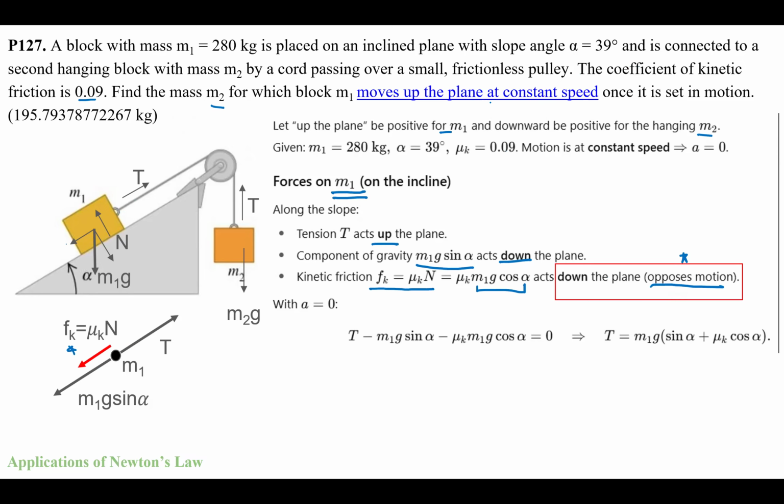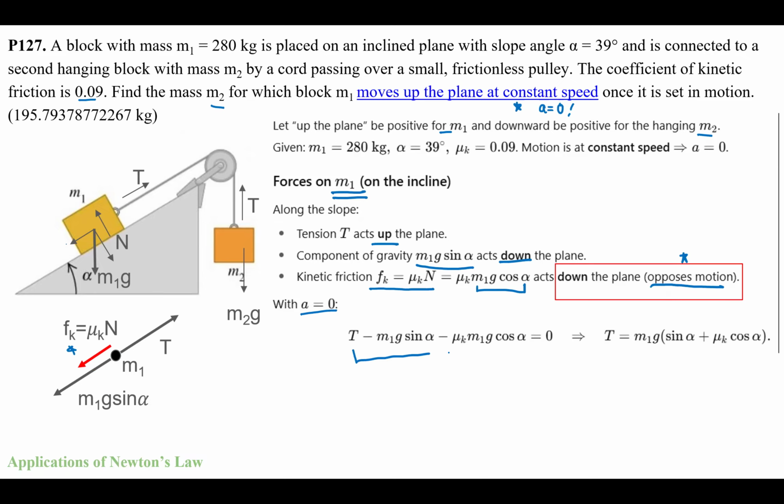Moves up the plane at constant speed. This is the clue. That means we have no acceleration. So no acceleration means these forces along the M1: M1 G sine alpha downward, tension upward, and this is the frictional force downward.